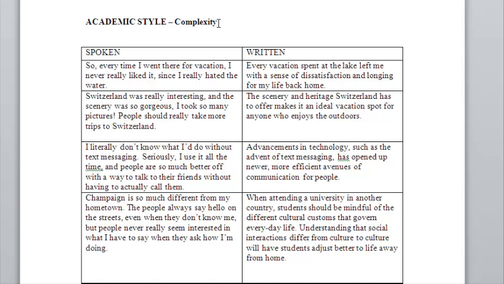But that's something you want to be mindful of: what kind of words are you using? Are you referring to yourself as "I"? Are you referring to yourself as "me"? Your reader is not you. And should you really be doing that?